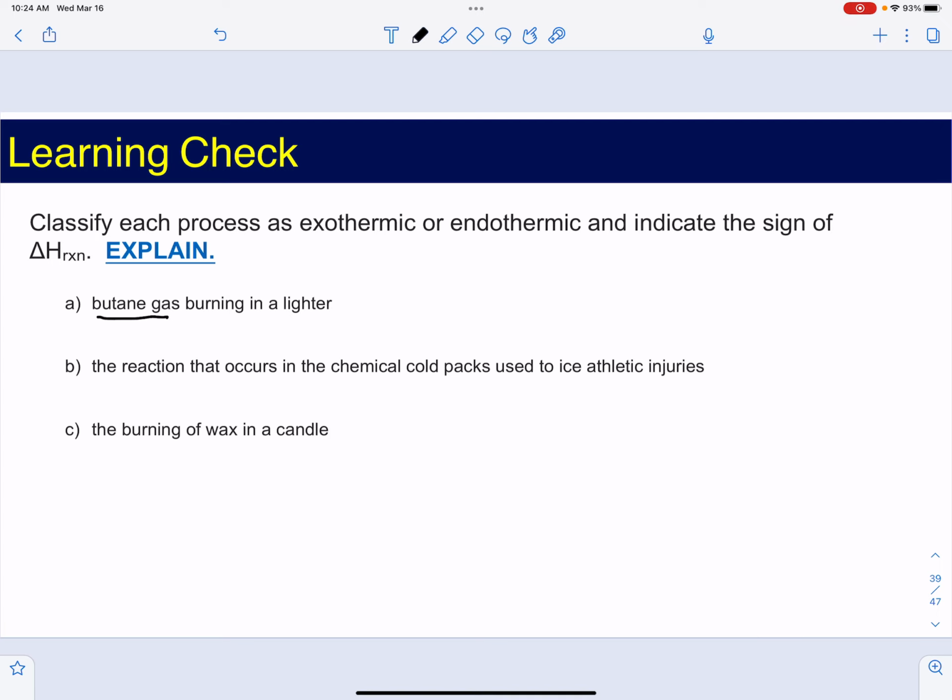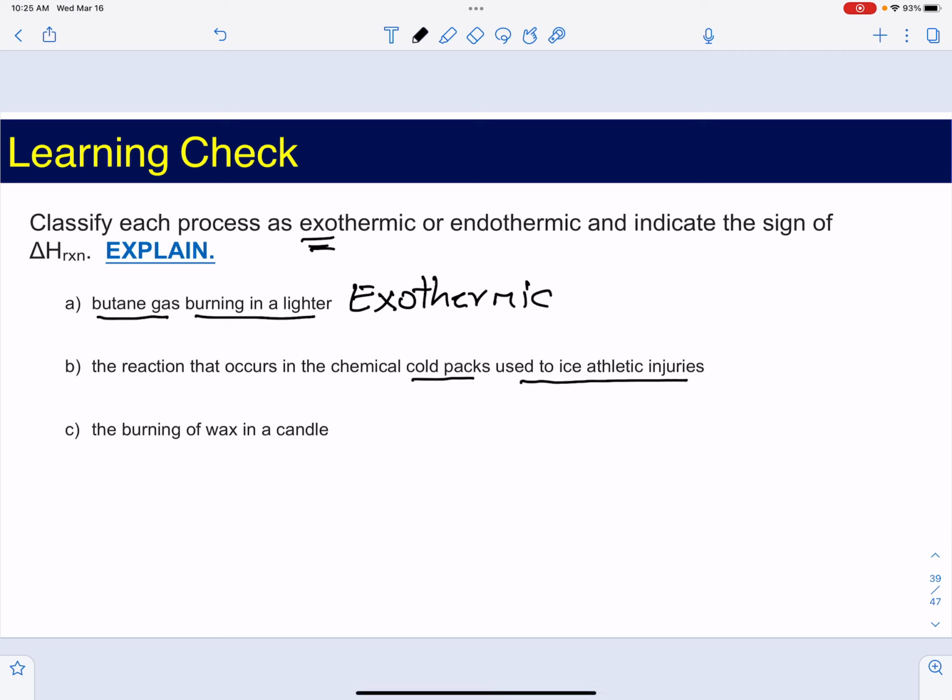Butane gas burning in a lighter. So if I have a lighter on my hand and I click it and I see the flame, do I feel cold or hot? And your answer is, I'm gonna feel the warmth coming out of the reaction, right? So if I'm feeling the warmth coming out of the reaction, this reaction is exothermic because there's heat coming out or exiting the reaction.